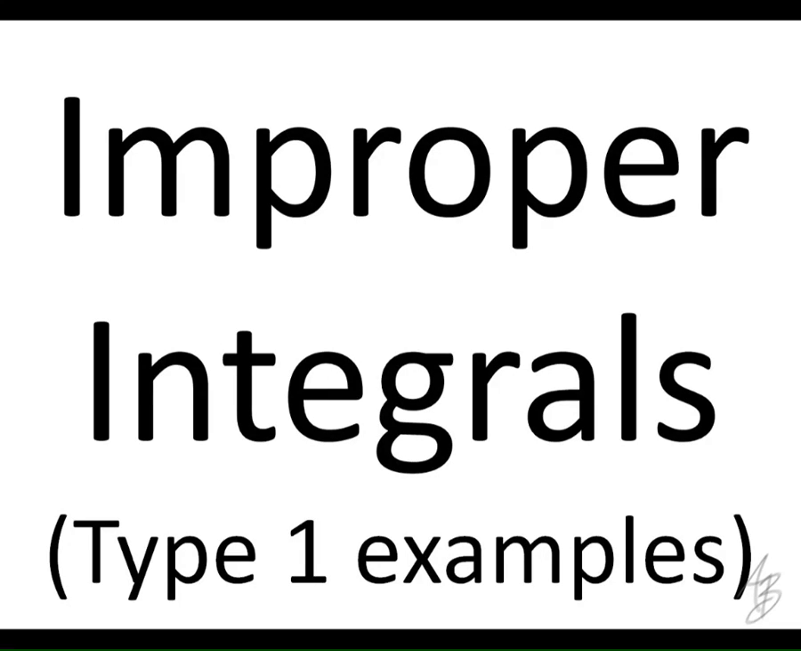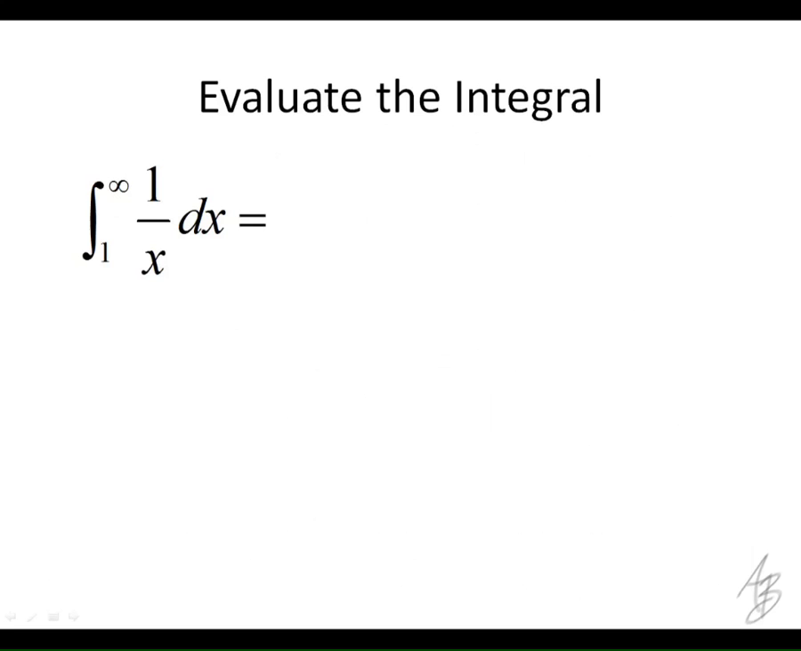We're going to do two examples of the type 1 improper integrals. Those are the ones where one of the limits is going to be either positive infinity or negative infinity on our definite integral. The first one, we're going to try to evaluate this integral, or at least determine if it converges or diverges, with the integral from 1 to infinity of 1 over x.